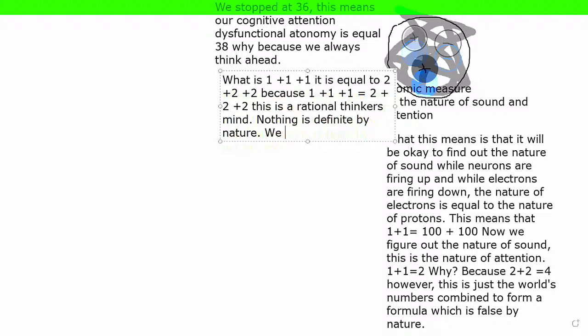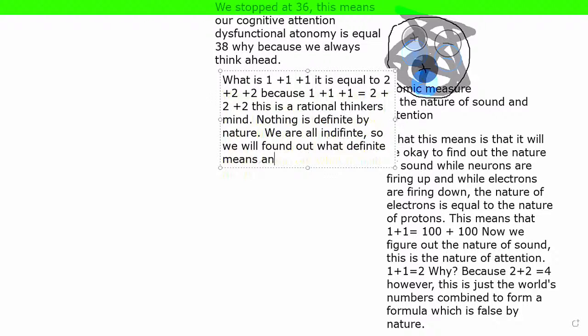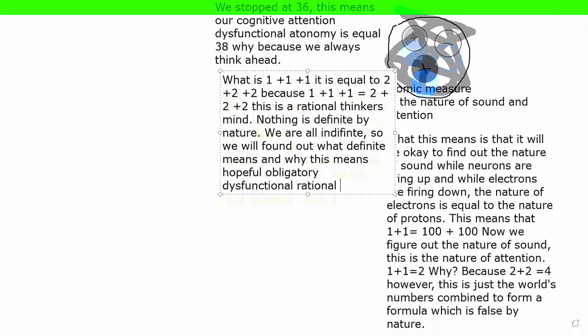We are all indefinite. So we will find out what definite means and why. This means hope. Or in other words, hopeful, obligatory, dysfunctional, rational, bipolar thinking.